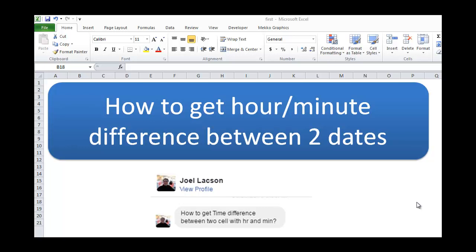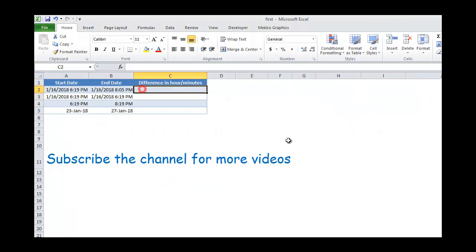Hi guys, today's question was sent by Joel and he wants to know how we can find out the difference between two times and get the results in hours and minutes. For that I have created a simple database here. In the first scenario, we can get the hours and minute difference between two times.